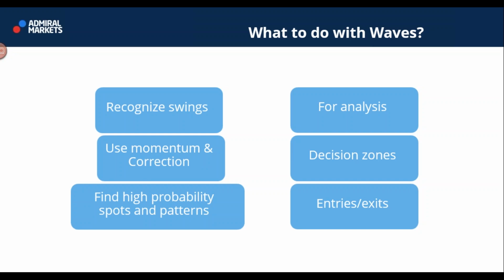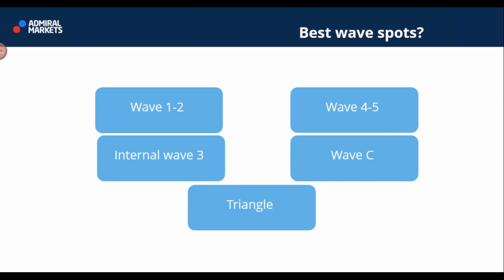So recognizing swings, let's start with that, is something more about candlestick patterns. Okay, we'll take a look at that. Momentum and correction I'll explain on the chart, and how we can find high probability setups and patterns as well. So those three things we'll do live on the charts. The best wave spots in general, which we'll be reviewing, is trading the wave 2, trading the internal part of wave 3, trading the wave 4, end of wave 4, start of wave 5, the wave C, and triangles. All right, so let's take a look at the charts right now.